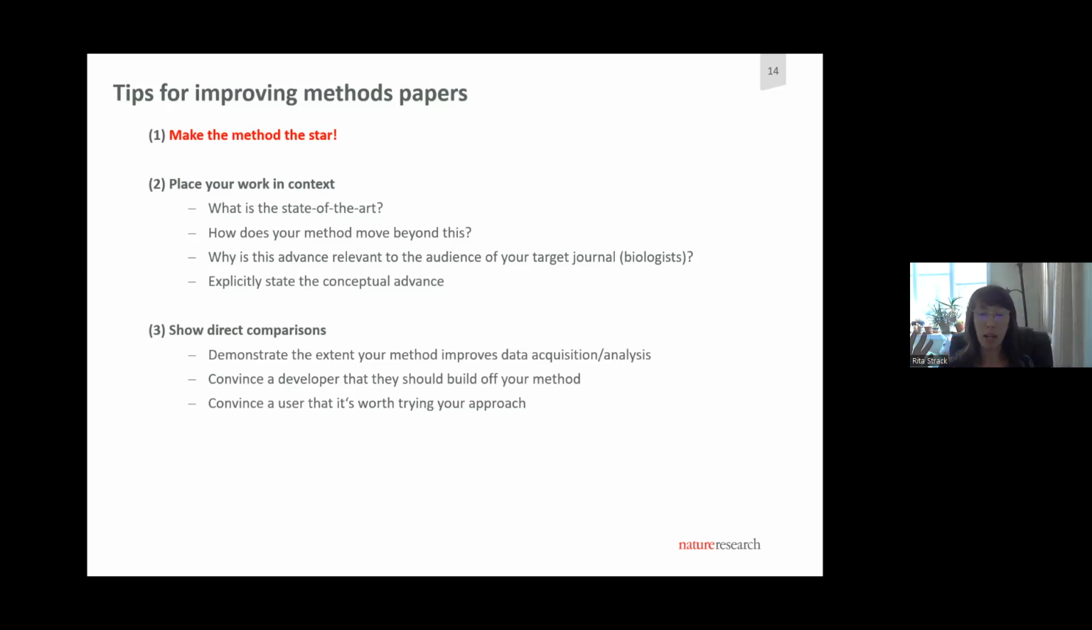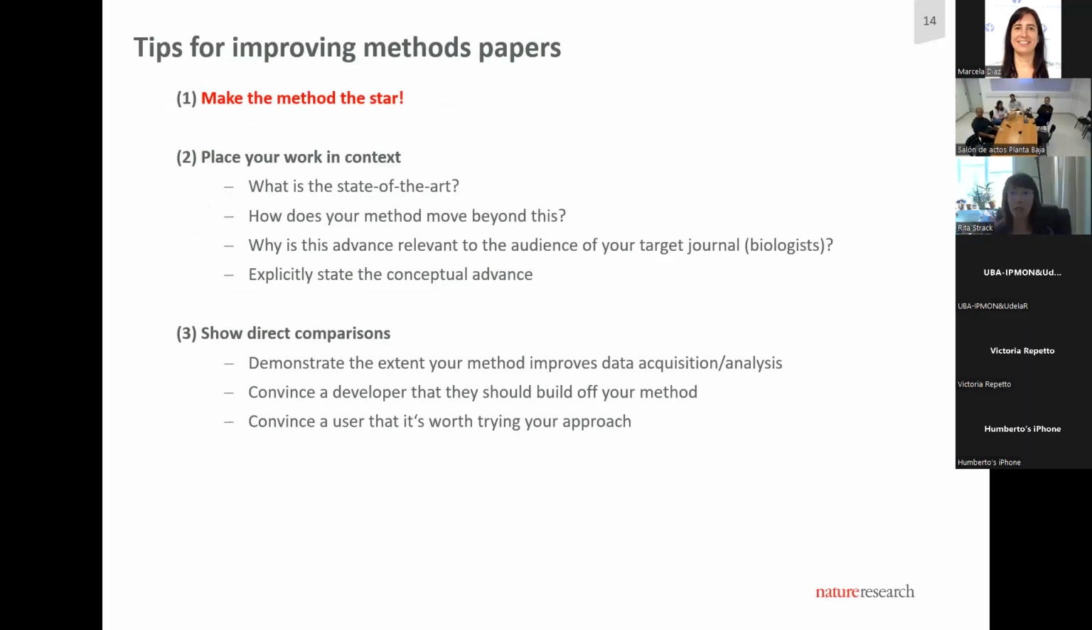So then, benchmarking. It's really important for a methods journal to show direct comparisons, if at all possible. And the idea of this is not to poo-poo on other methods or other papers. Everyone is trying to improve. The idea is not to trash what came before you, but rather just to demonstrate the extent that your method improves data acquisition or analysis.